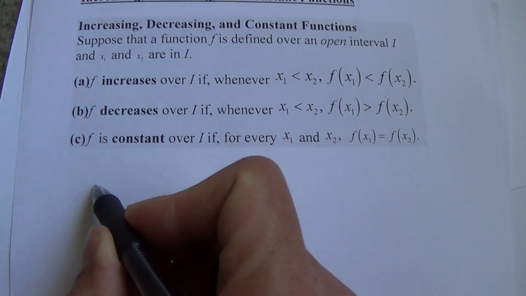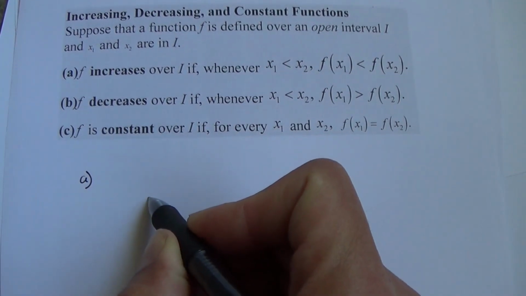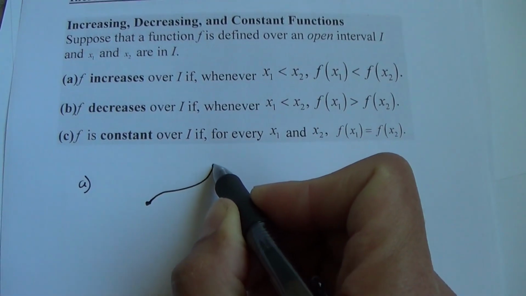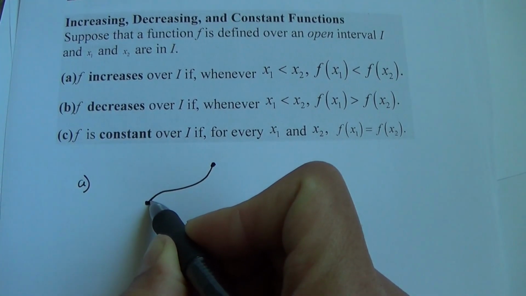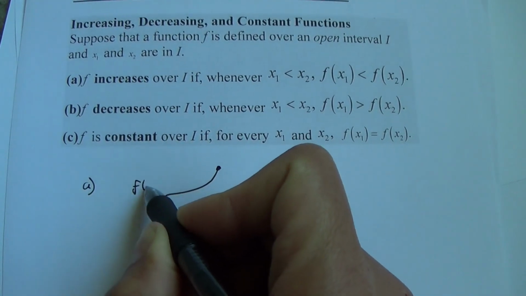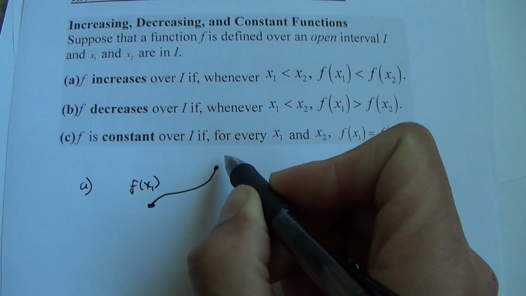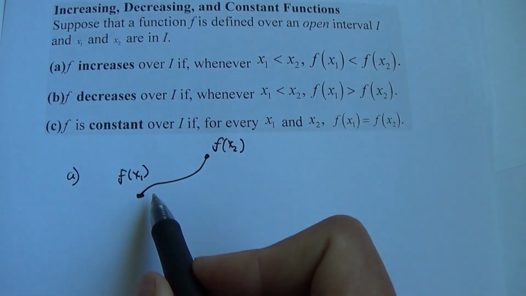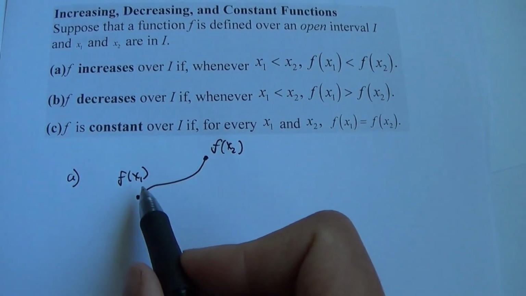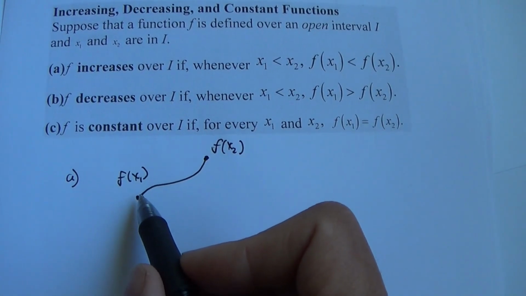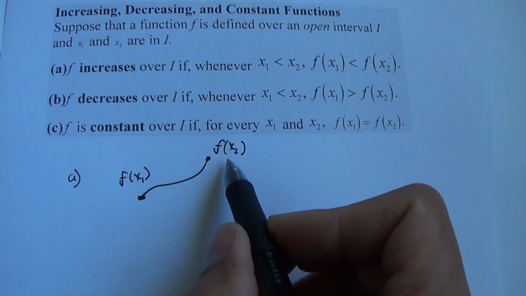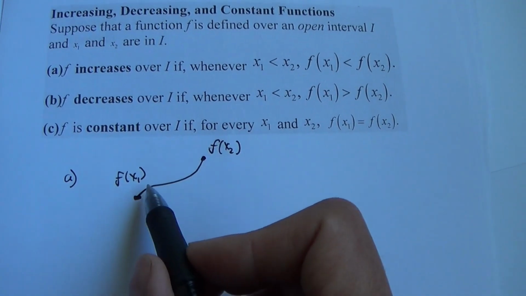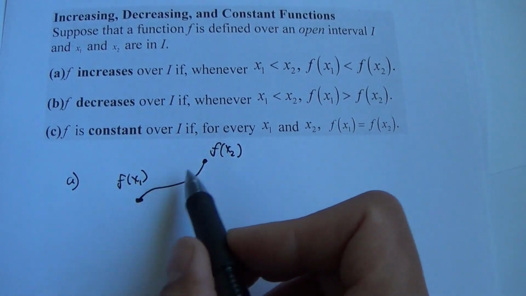So essentially for part A, we have this situation where the function values f of x1 and f of x2 have a situation where f of x1 is less than f of x2. So our function is increasing as we move from left to right.